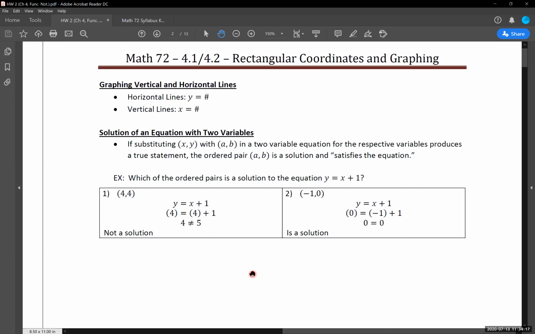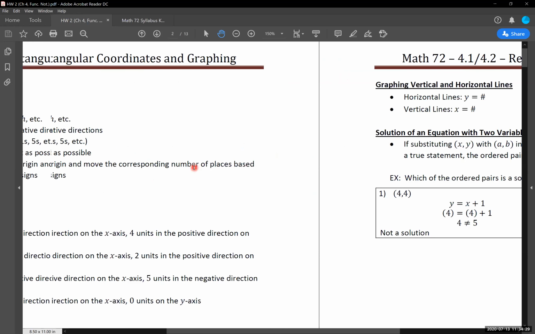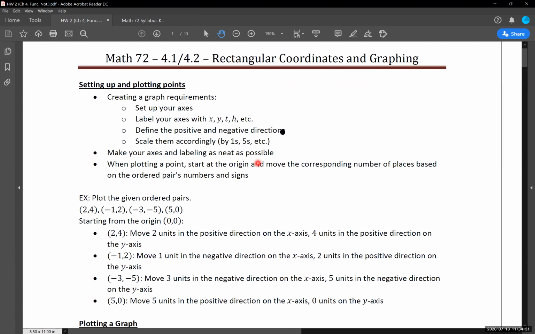So this is everything for our 4.1 and 4.2 material, working with rectangular coordinates, with graphing, with solutions to an equation with two variables. So again, I cannot emphasize this part enough. If you are not doing this with all of your graphing, then this is your warning. If you're not doing this, I will be taking off points on the test. I can promise you that right here, right now.